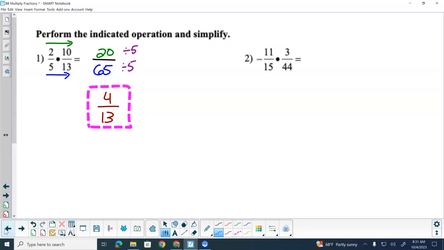So what's 15 times 44 without using a calculator in number 2? It's a pretty big number. So let's show you my method again.